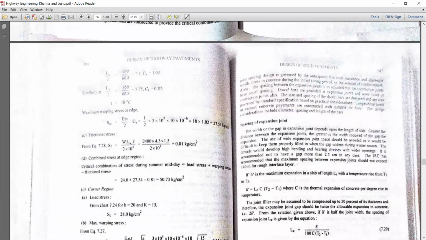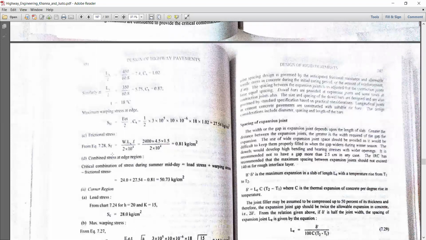Next, frictional stress. As we know this formula from the previous discussion, Sf is equal to W Lx F upon 2 into 10 raised to 4. Here W will be the total wheel load 2400, and Lx will be the length of slab, but here we consider the x direction, that is 4.5 meter, the interval between contraction joints. Into F, which is 1.5, divided by 2 into 10 raised to 4. We will get 0.81 kg per centimeter square.